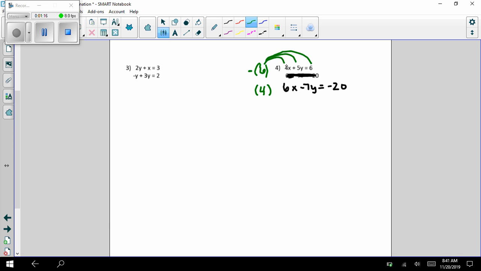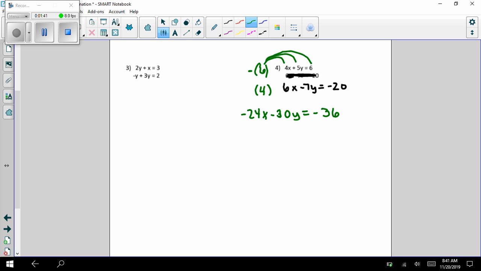So negative 6 times positive 4x gives us a negative 24x. Negative 6 times positive 5y gives us a negative 30y equals negative 6 times a positive 6 gives us a negative 36. Remember, please, to multiply everything in the row by that number.